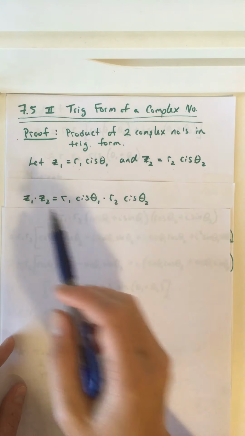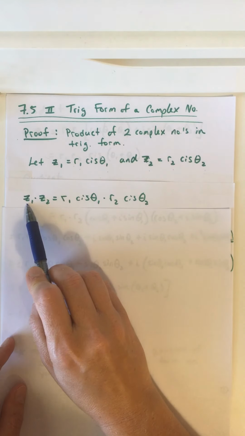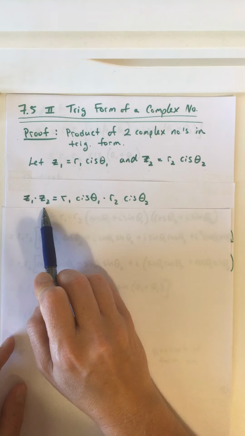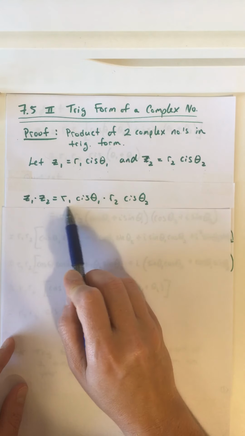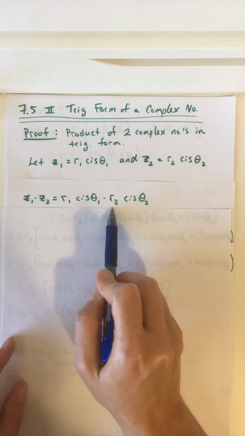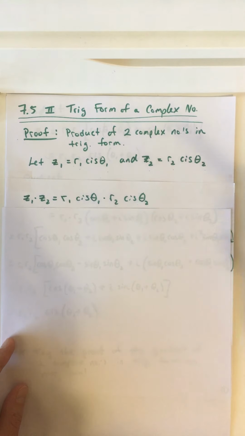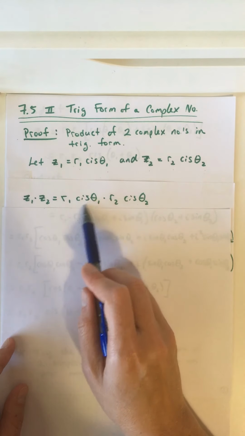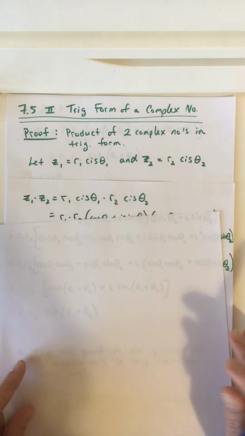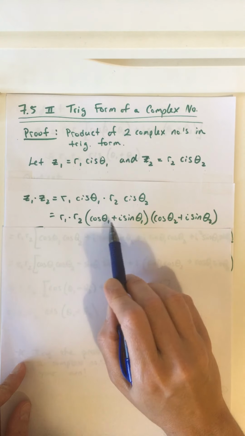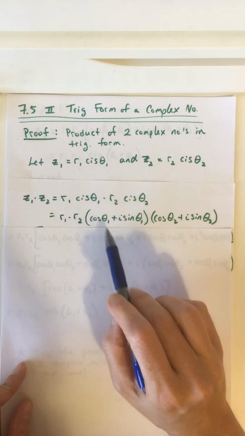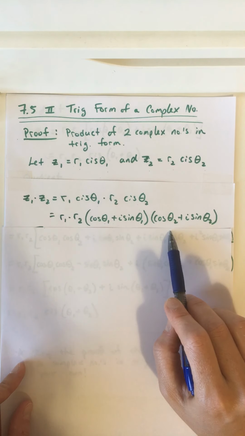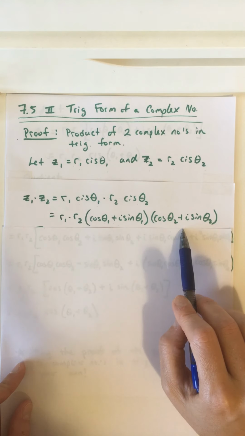So thinking about the product, we can think about multiplying together the first complex number times the second complex number. So that would look like this: r1 cis theta1 times r2 cis theta2. And now to simplify this, I'm going to expand. Remember, cis form just means cosine theta plus i sine theta. So I'm going to expand each one of these cis theta expressions.